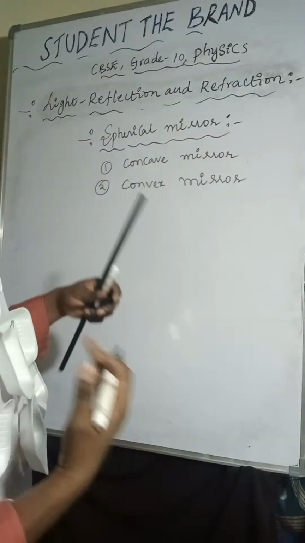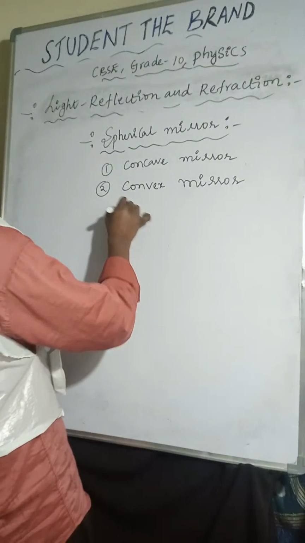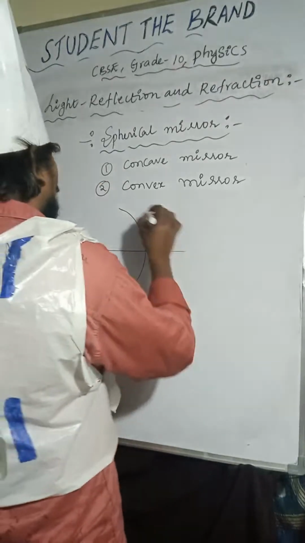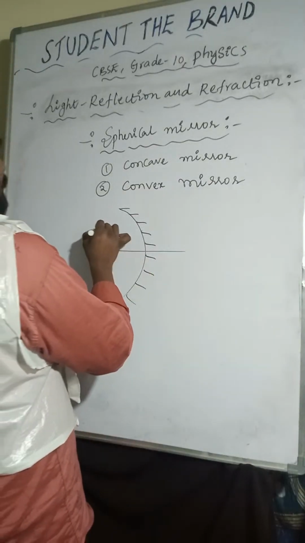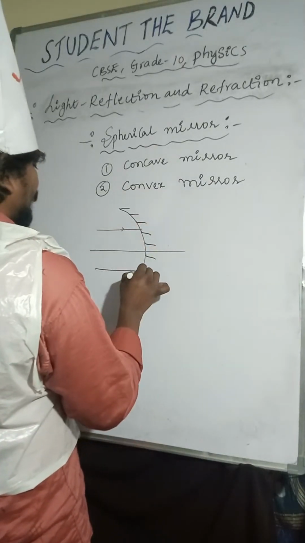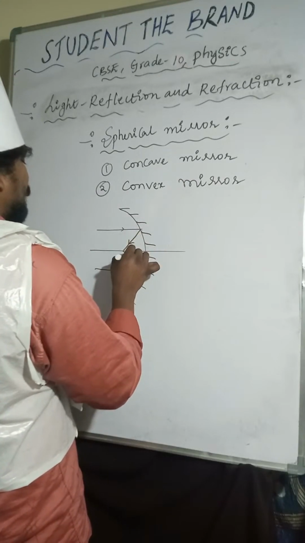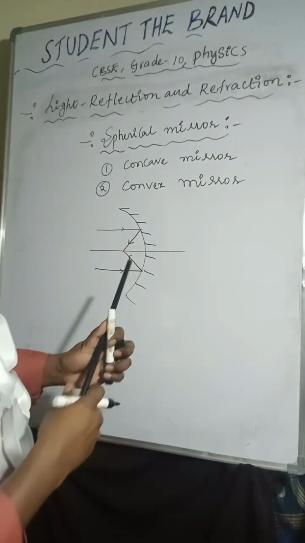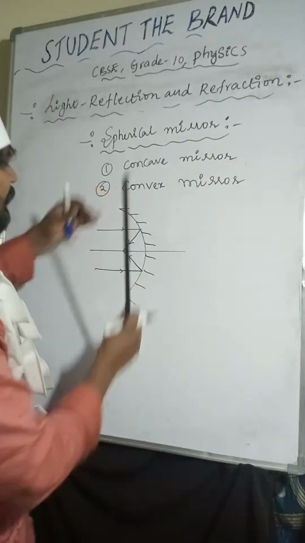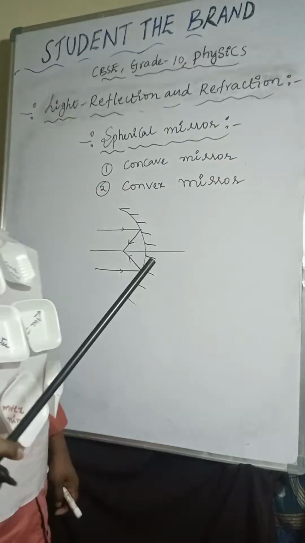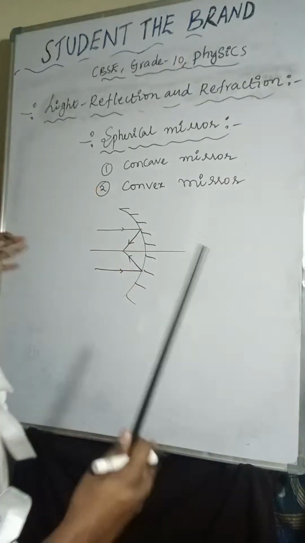So what is a concave mirror? A concave mirror is a mirror whose reflection takes place inward. Whenever light rays are incident on it, you can observe that after reflection those light rays move towards the principal axis. The light rays converge.